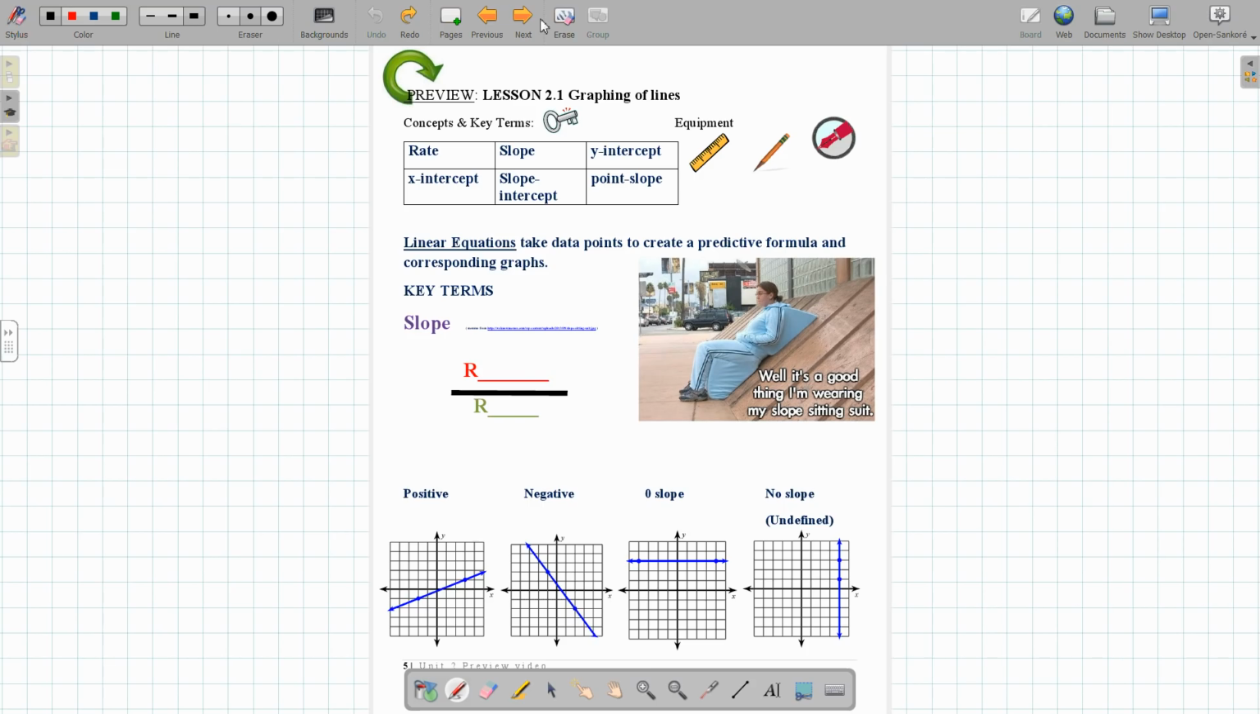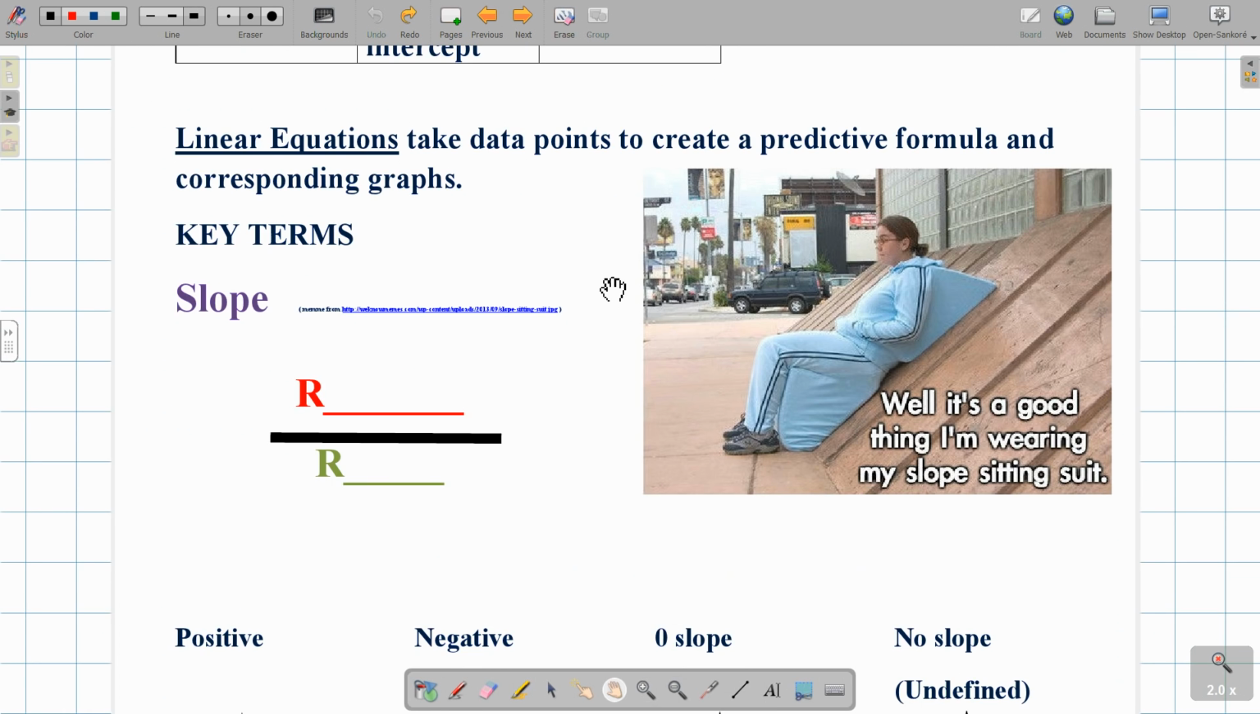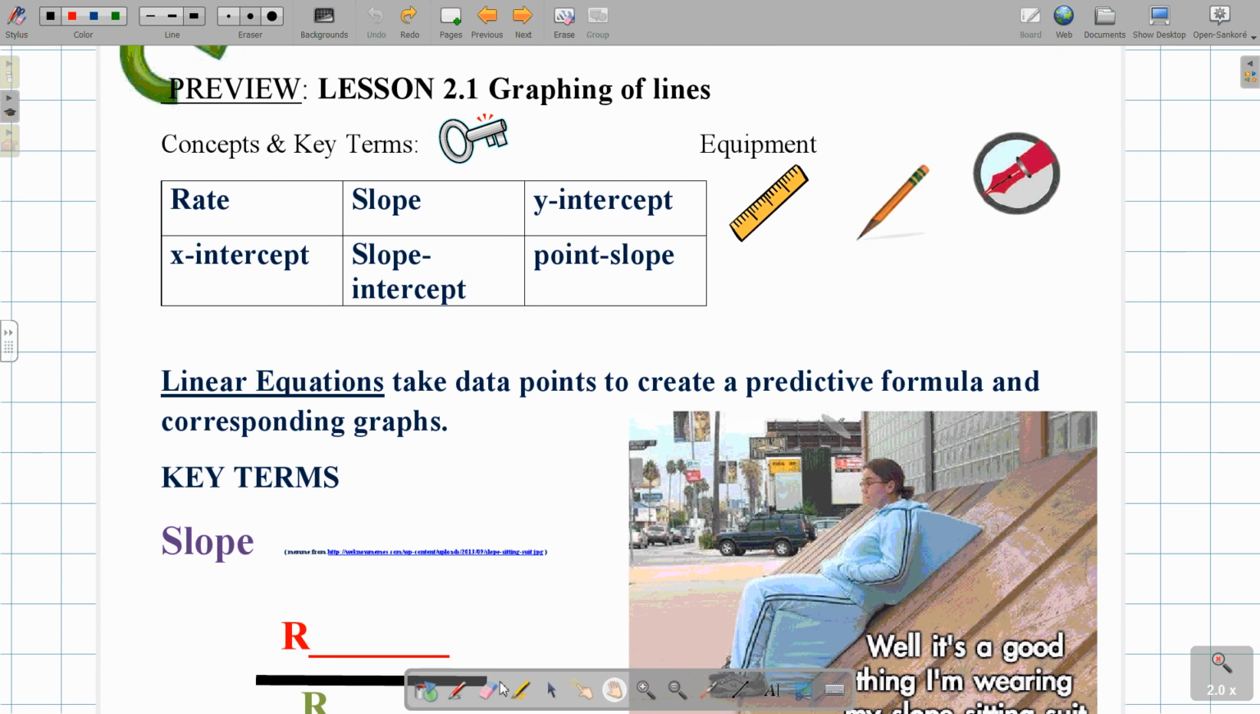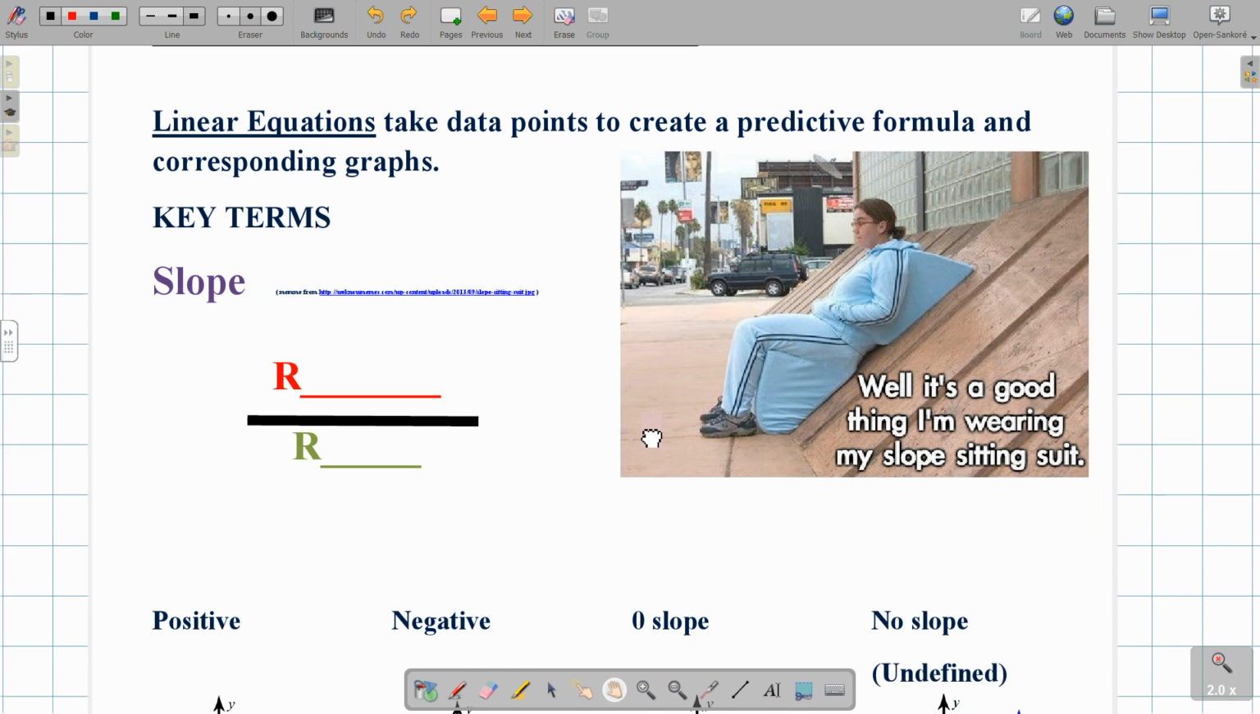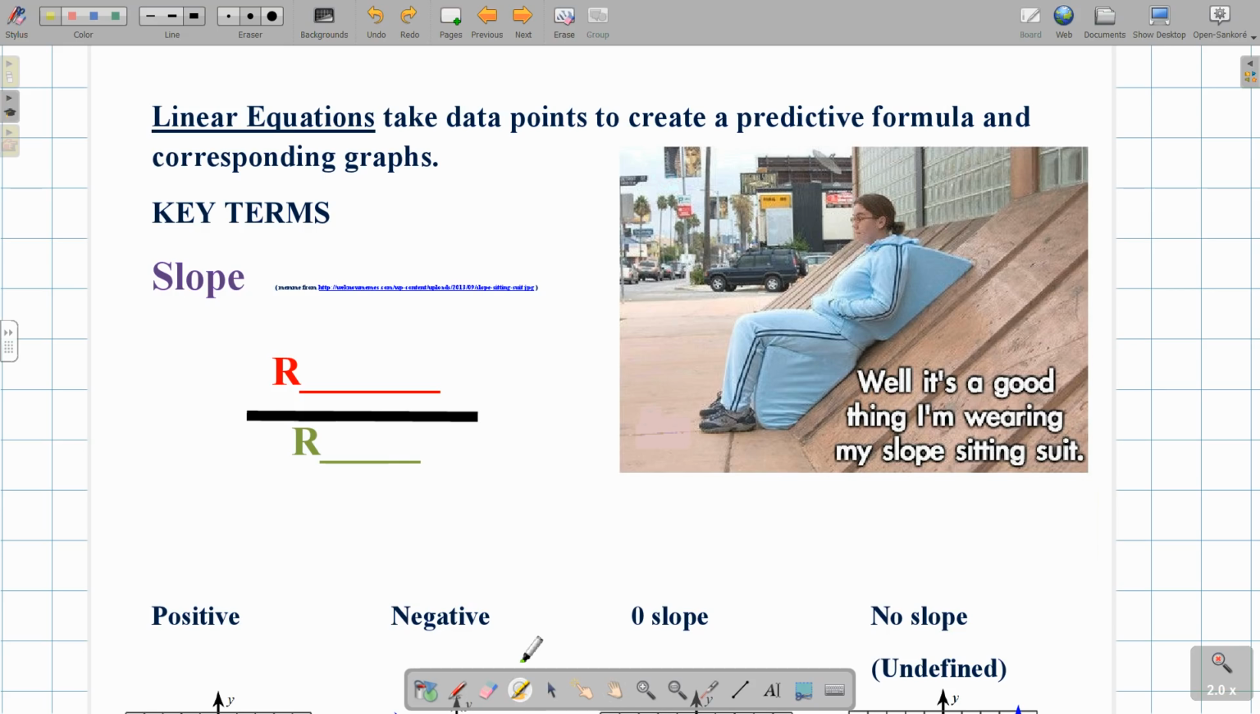Today we're going to be graphing lines. Your vocabulary is the concept of rate, slope, y-intercept, x-intercept, slope-intercept equation of a line, and point-slope equation of a line. You should have a ruler handy today. Linear equations. Linear means line.